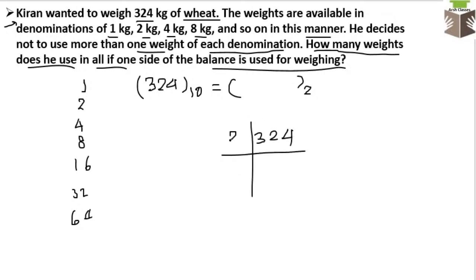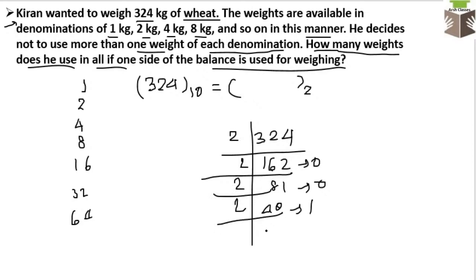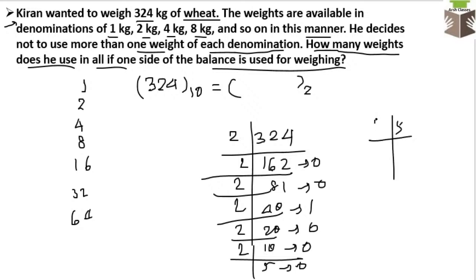If we divide by 2, 324 gives 162, remainder is 0. Then 81, the remainder is again 0. Then 40, and there is a remainder of 1. Then 20, the remainder is 0. Then 10, again the remainder is 0. Then 5, again the remainder is 0. Then 5 divided by 2 gives 2, remainder 1, and then 1. So what we will write, at last, is 1, then 0, then 1, then 0, 0, 0, then 1, 0, 0.